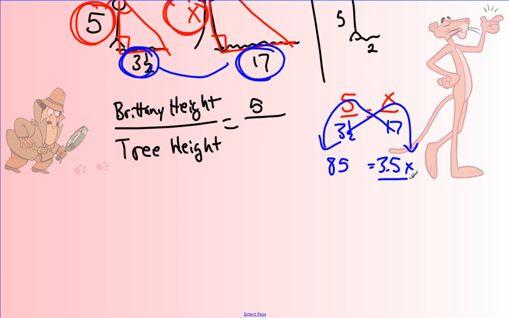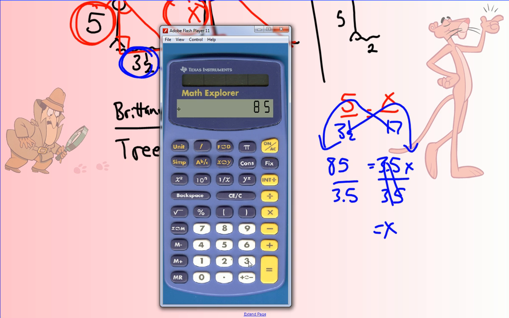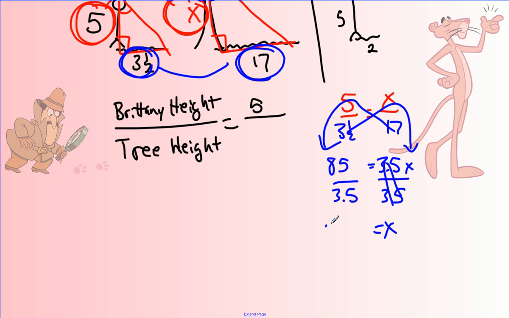And then we're going to divide both sides by 3.5. We're getting the variable by itself. X equals 85 divided by 3.5 equals 24. We'll call it 24.3 feet.